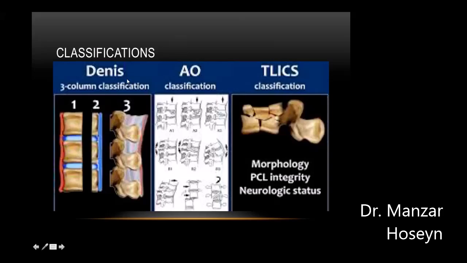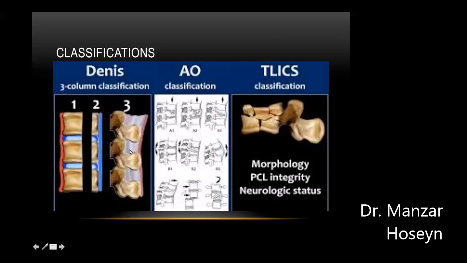One of the old classification systems was Dennis, which essentially divided the spine into three pillars: 1, 2, and 3. This is front, this is back, top, bottom. What he actually meant was that the anterior half of the vertebral body, along with the disc between the two vertebral bodies and the anterior longitudinal ligament, is one pillar. The posterior part of the vertebral body, along with its ligament and disc, is the second column, and everything behind the spinal canal is the third column.